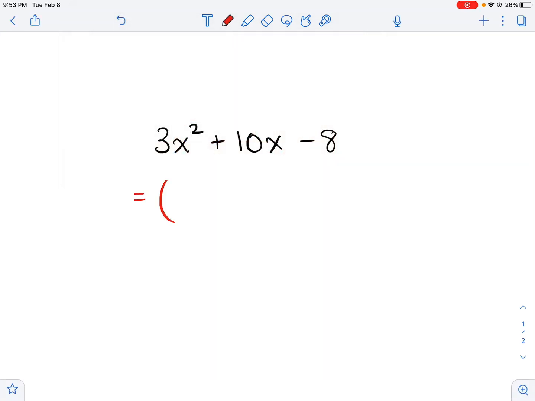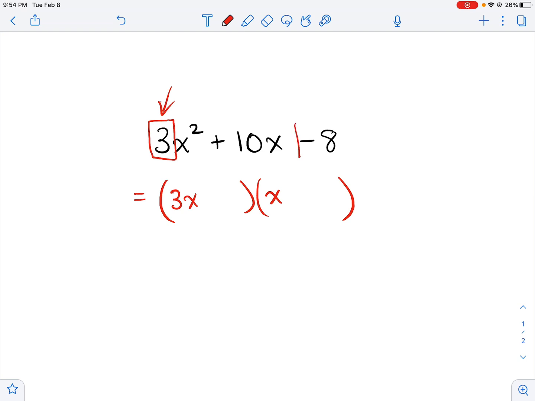So I know it's going to make 2 brackets. My first number right here, since it's a 3, also this method works best if this number is small. If it's big, it makes it way harder. But since that number is small, I know one of these is going to be a 3x and one of them is going to be an x. I don't know that, but I just think that's probably likely.